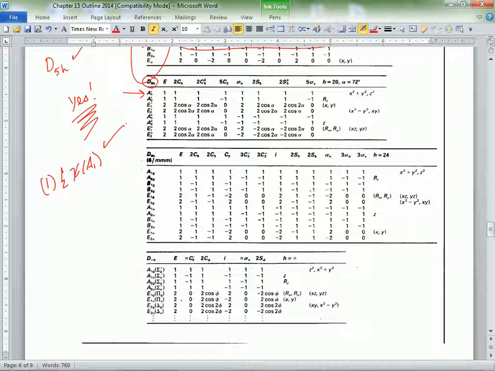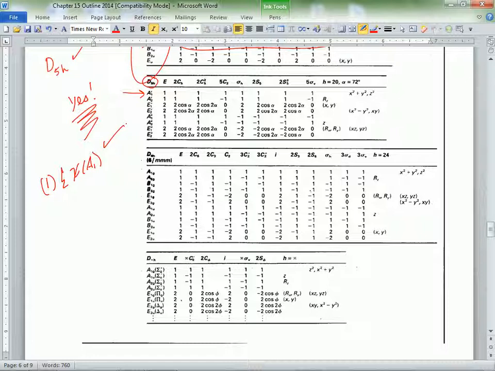Because, remember, they want to abbreviate these tables. So there's actually 3 columns for sigma v in this one: sigma v, sigma v prime, sigma v double prime. Because there's 3 of them. So the actual number of symmetry operations is actually 24.